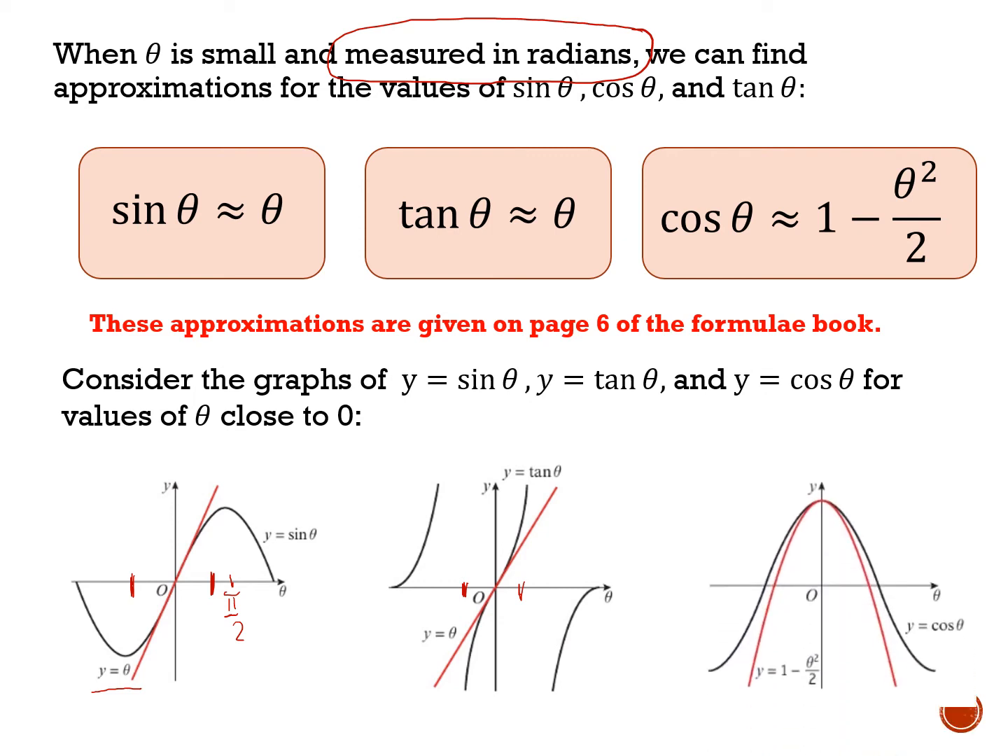Let's do the final one. Now the cos theta graph, if I drew the line y equals theta on it, it would be nowhere near the cos theta graph. But if I draw this graph on, y equals 1 minus theta squared over 2, okay, that's going to give us this parabola. And you can see for small values of theta, so as long as I pick theta in a reasonably small range, you can see that these are approximately equal to each other. So the value of cos theta and the value of 1 minus theta squared over 2 are very similar to each other.